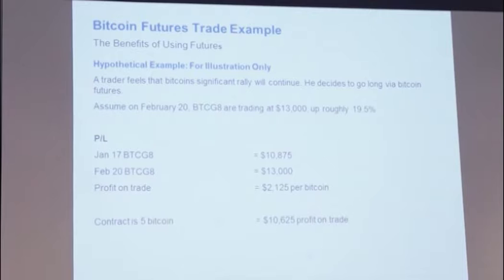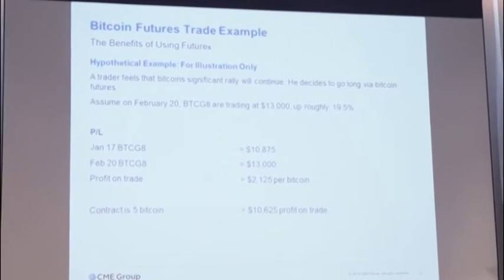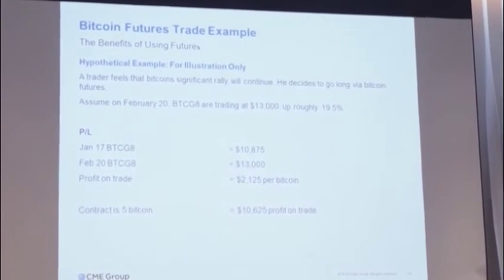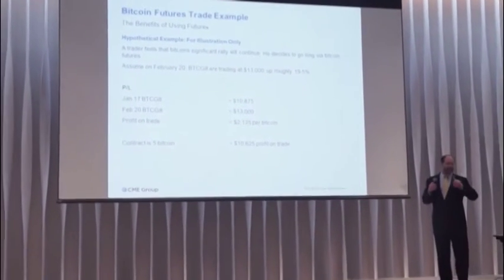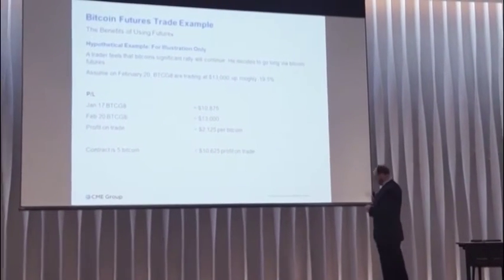So what would happen here if the market were to rise? $21.25 per contract, or in this case, almost an $11,000 profit on the position, without having to own any Bitcoin as an underlying. So could there be a marketplace for this?